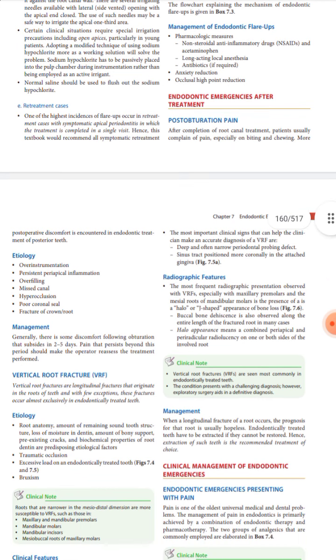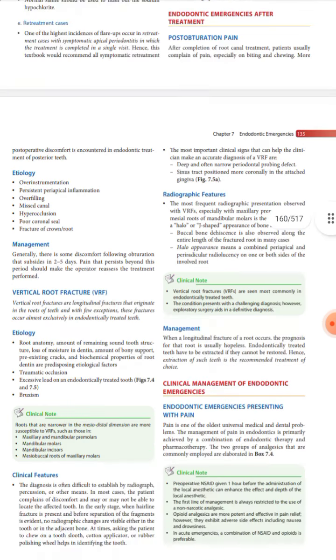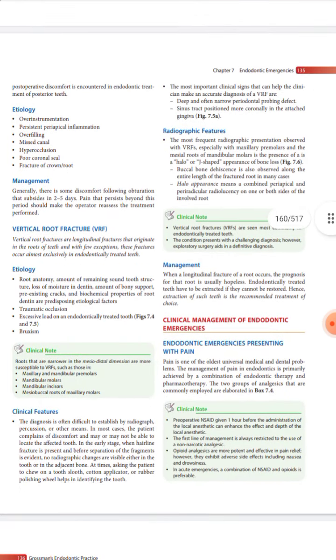Post-obturation pain is what happens after completion of root canal treatment. After RCT, patients usually complain of pain, especially on biting and chewing. The post-operative discomfort is encountered in endodontic treatment of posterior teeth. Etiology: over instrumentation.